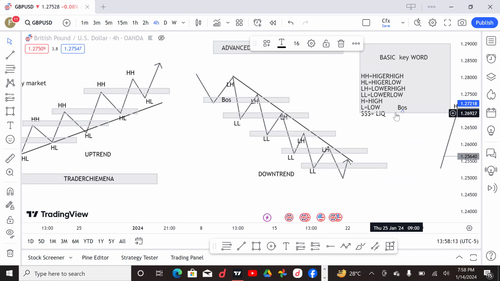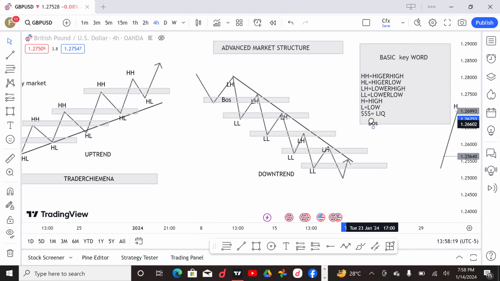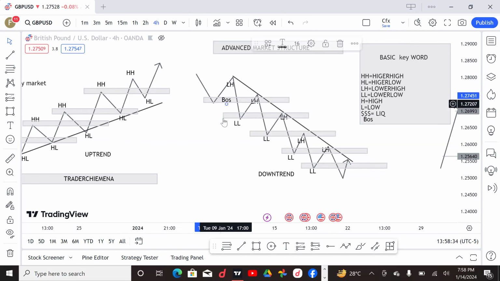So now we have this right here also. We have that right there now. Price was doing that, which is break of structure. So the BOS is known as break of structure. This BOS right here is known as break of structure. So price was breaking structure, going to the down. As price was moving, it was breaking structure, going to the down.